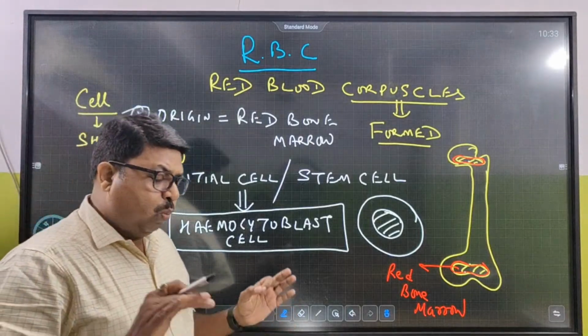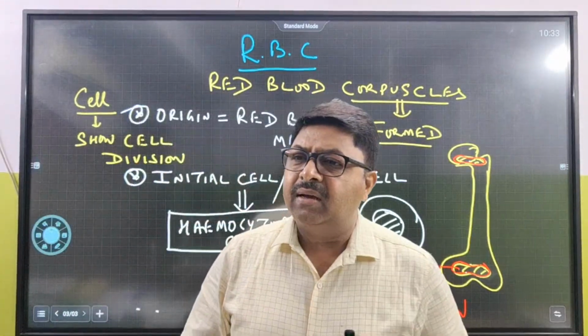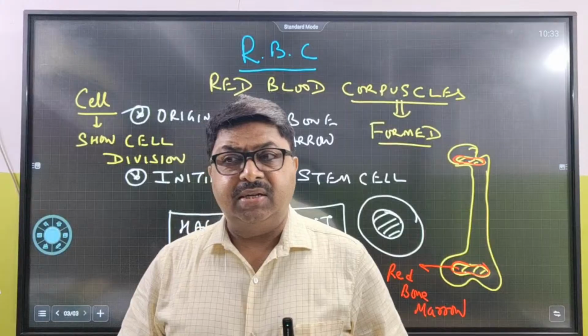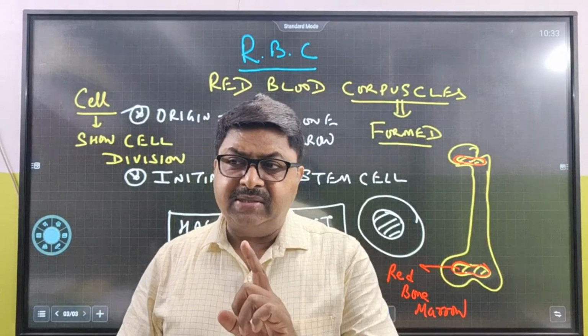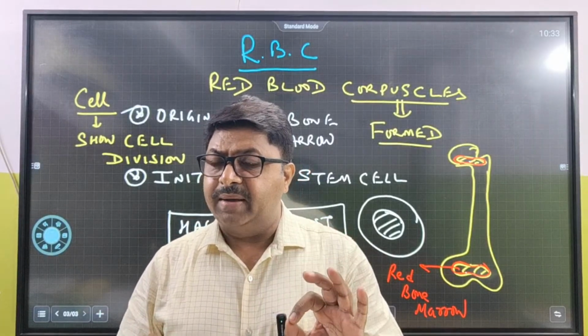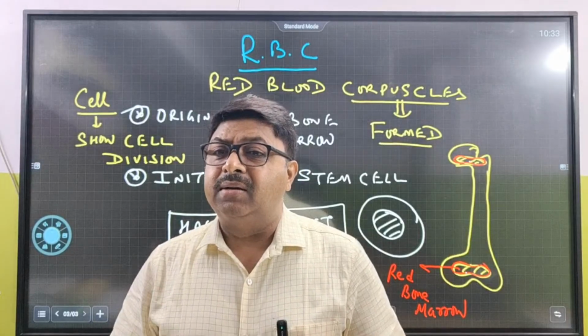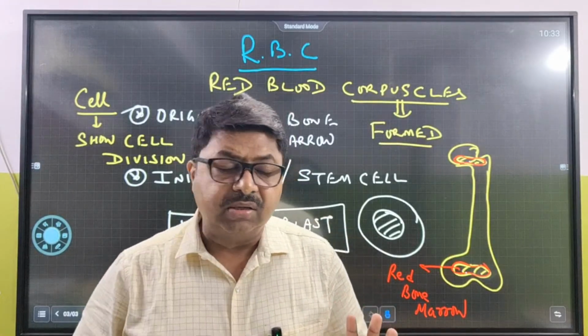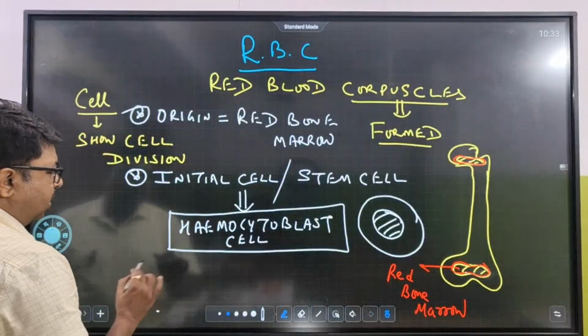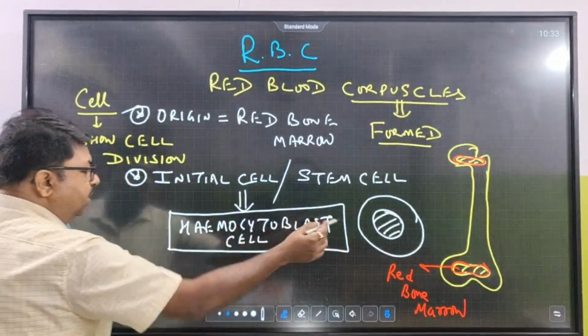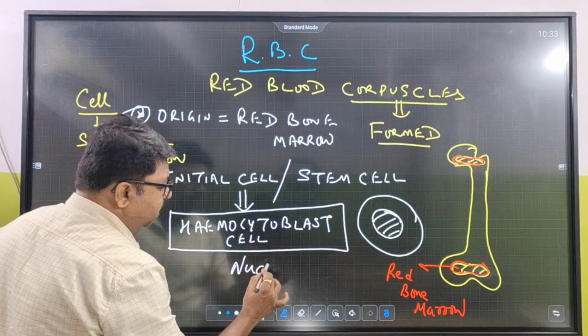And normally, what do we know about RBC? That RBC are enucleated in the matured state. That means there is something unique in them: in the immature state, they have a nucleus. Now, let us talk about this cell. This cell has a well-defined nucleus, so it is a nucleated cell.